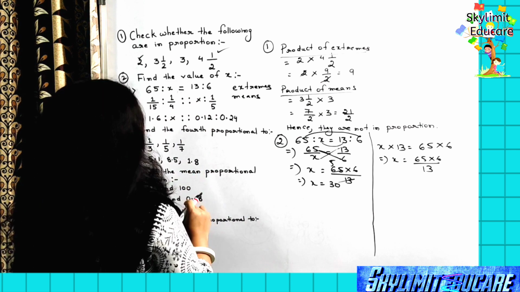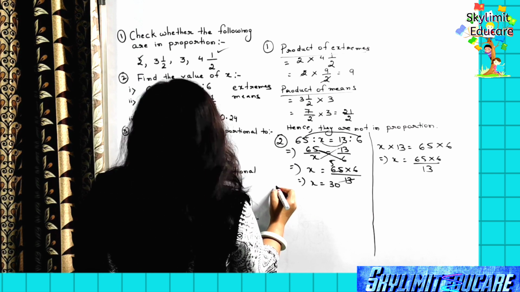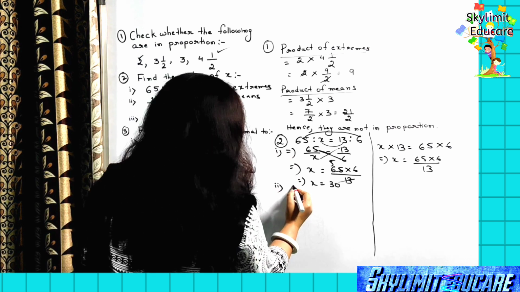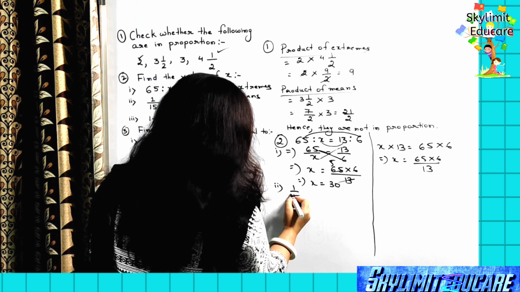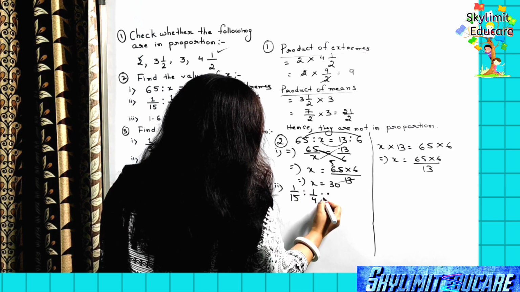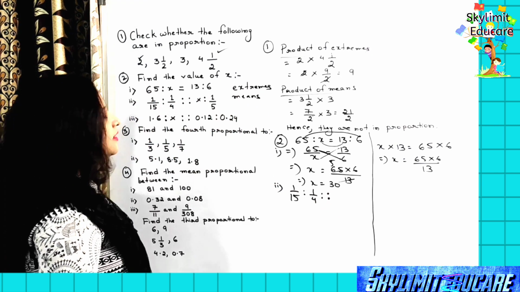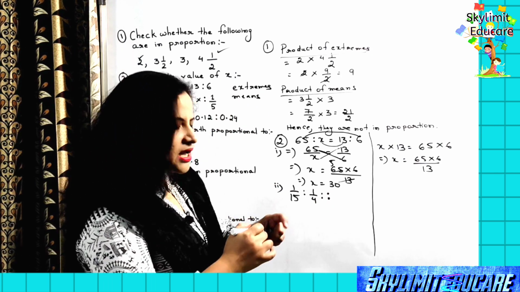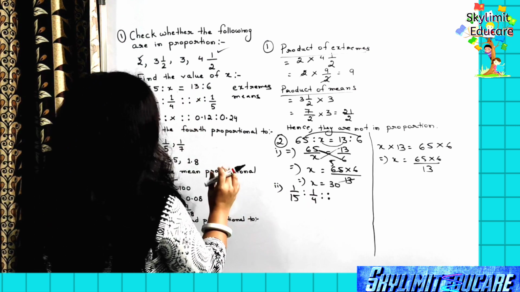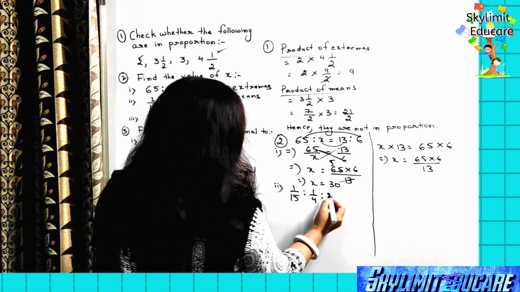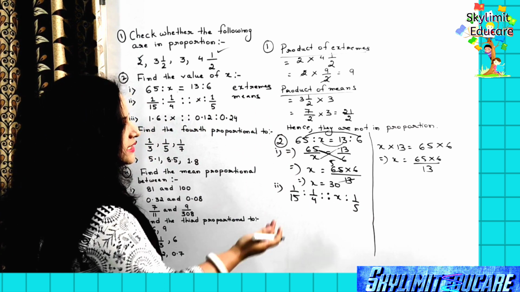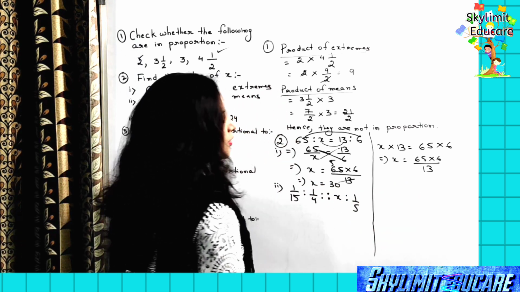So let's come to the next question now. This was bit number 1. Let's come to bit number 2. 1 by 15 is to 1 by 4 is proportional to x is to 1 by 5. This sign stands for proportional to. When two ratios are equal to each other, they are said to be in proportion. So you can go for any one method. Let's go for this: product of means is equal to the product of extremes.